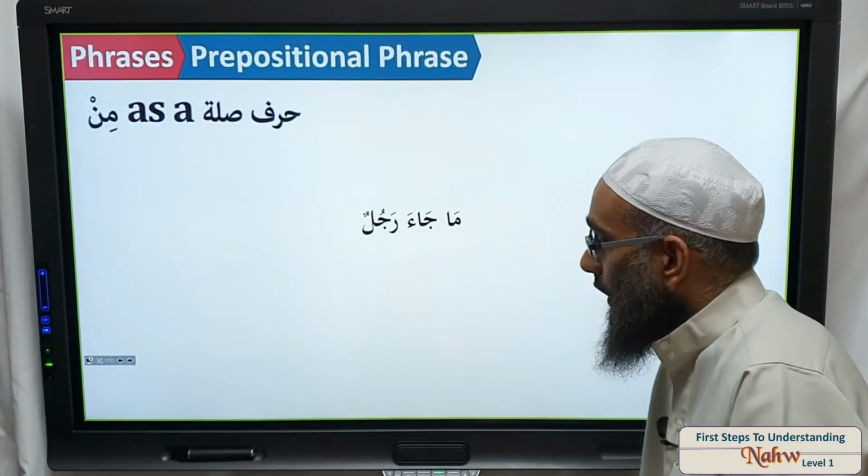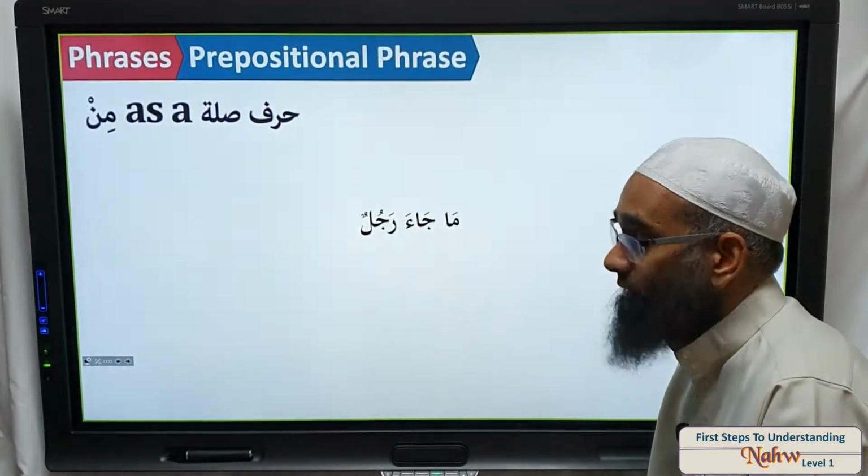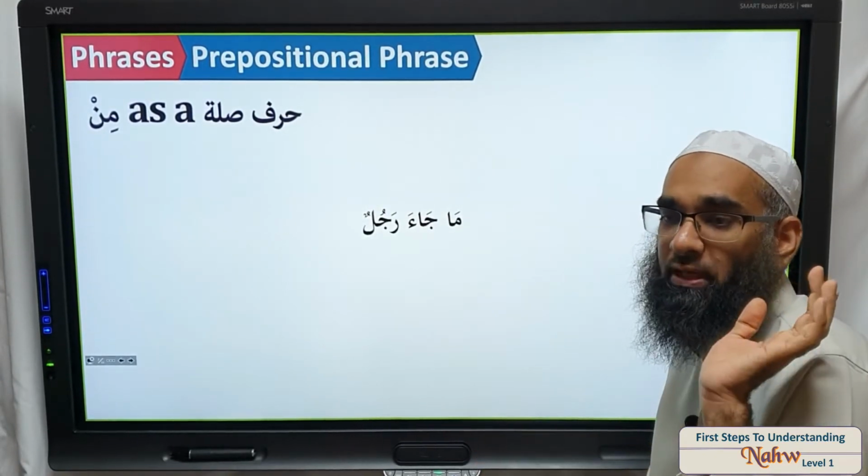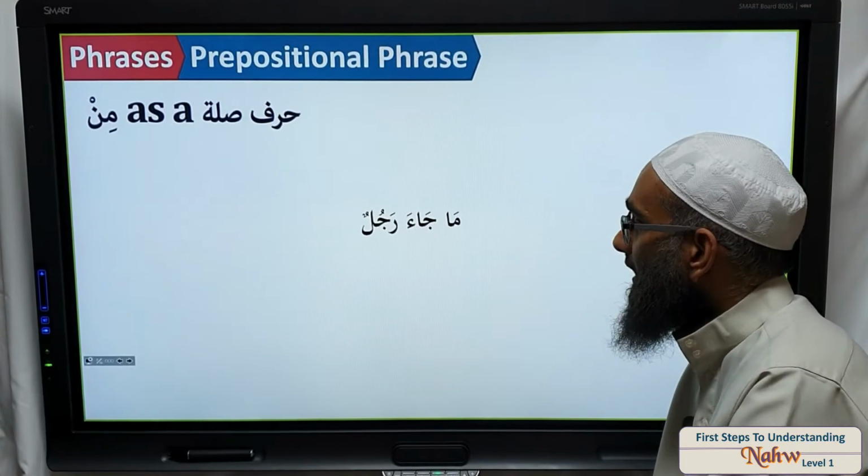Now, it can also come with the harfun jar of min. You can also add a harfun jar min for emphasis, as harfu sila. What do we have here?